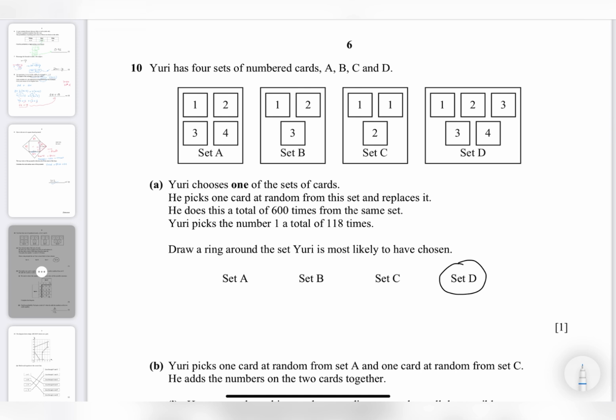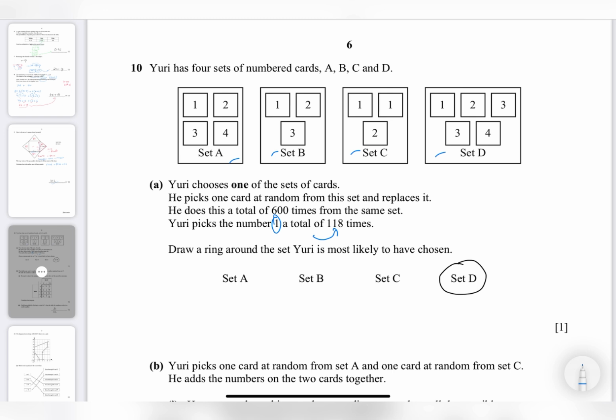Yuri has four sets of number cards A, B, C, and D. Alright, set A is like this, set B, set C, and set D. Yuri chooses one of the sets of cards. He picks one card at random from the set and replaces it. He does this a total of 600 times from the same set. Yuri picks a number 1 a total of 118 times. Alright? Draw a ring around the set Yuri is most likely to have chosen. Alright, listen now. Most likely to have chosen.